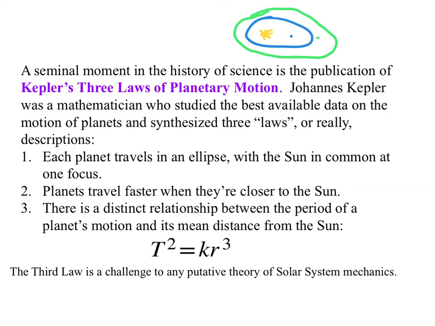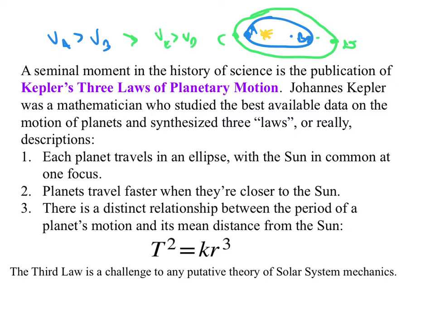And Kepler tried really hard, but found out that he couldn't do that, whereas with ellipses he could match the orbits pretty well. 2, planets travel faster when they're closer to the sun. So if we call this point A and this point B, and then C and D, the speeds would be that the velocity at A is more than the velocity at B, but also that the velocity at C is more than D.